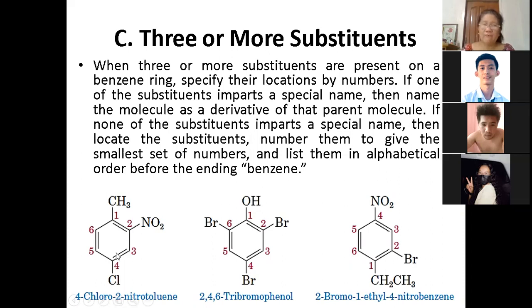1, 2, 3, 4. So, we have alphabetical order. We already know that our parent name is toluene, so put it last. Then look into the substituents alphabetically. Which comes first? It should be chloro before nitro. So, it's 4-chloro, then 2-nitrotoluene.